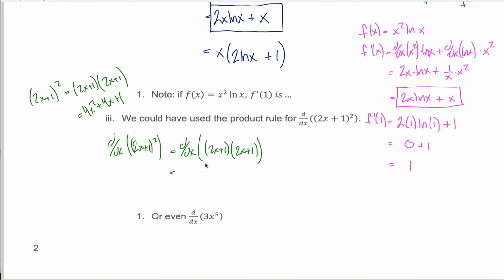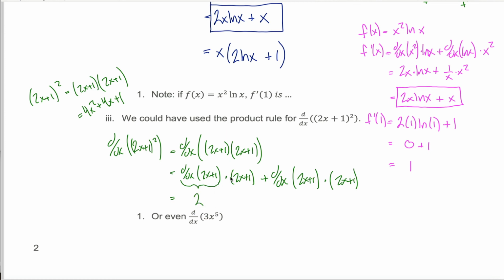The derivative of a product is the derivative of the first thing, so this 2x plus 1, times the second thing, this 2x plus 1, plus the derivative of the second thing, this 2x plus 1, times the first thing, that 2x plus 1. The derivative of 2x plus 1 is the derivative of 2x plus the derivative of 1. We pull the 2 out in front. The derivative of x is equal to 1. What I'm saying is this whole thing right here, its derivative is just equal to 2.